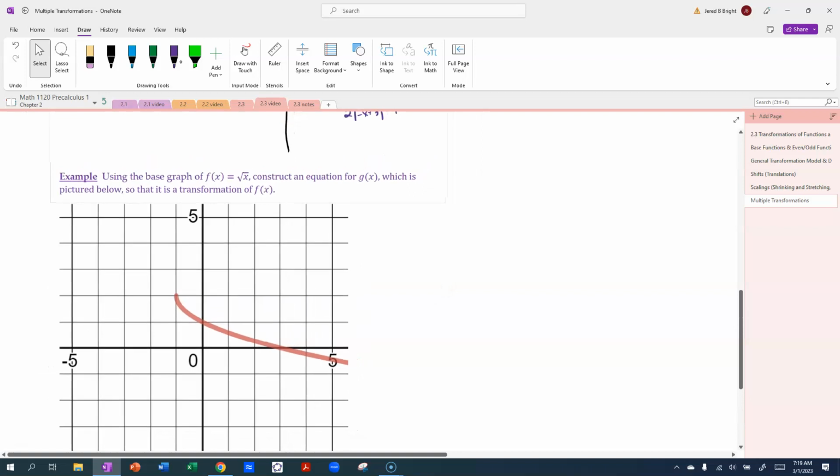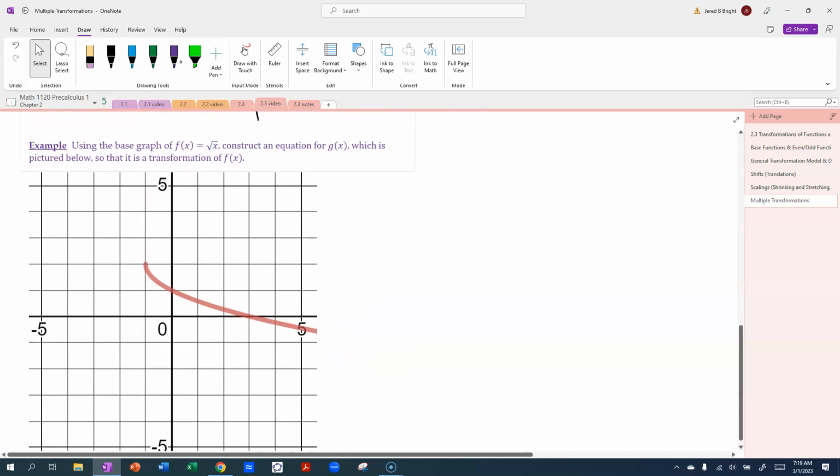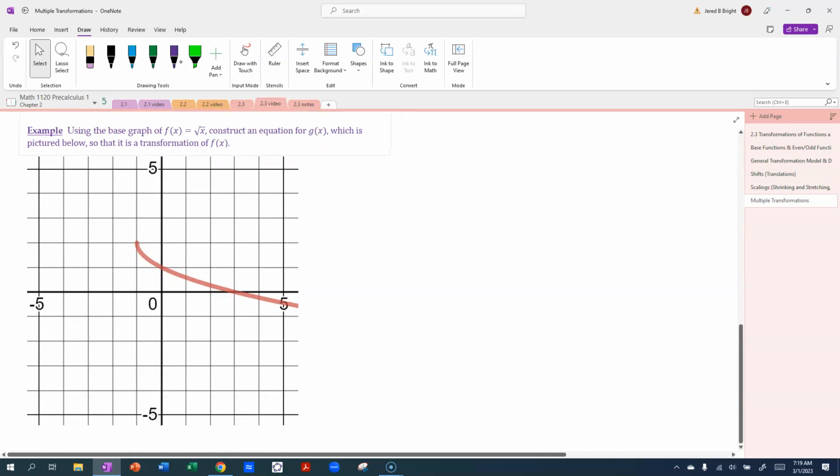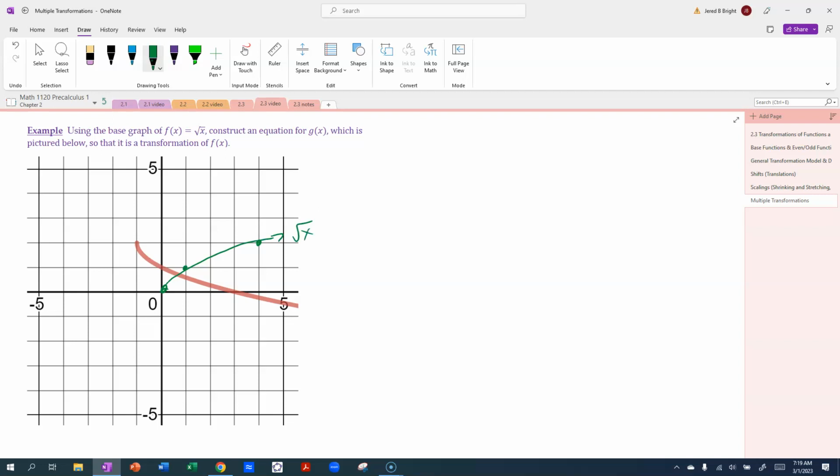Now I could flip the question around. This would be more of a super challenge question. That's kind of fun. So if you imagine the base graph here of square root of x, this is just the square root of x function. I'm saying construct an equation that matches the graph that's given in red. How do you do that?